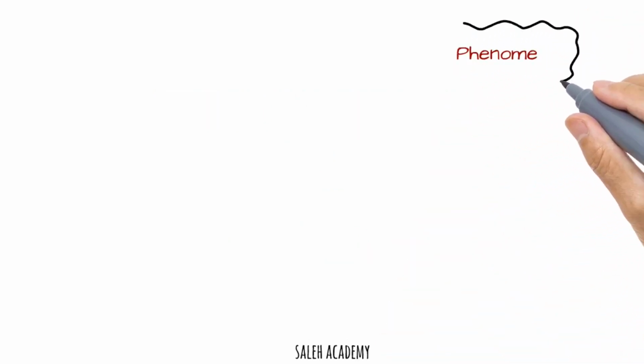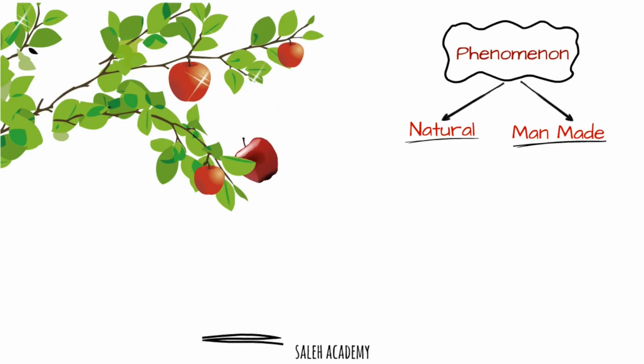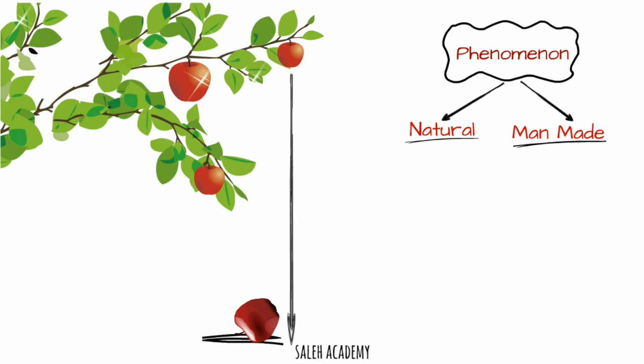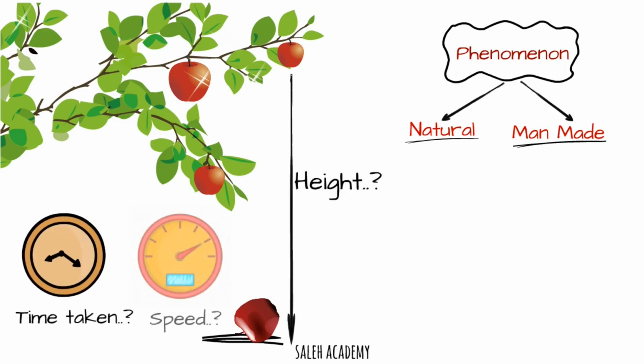We observe many phenomena occurring in our surroundings. Some are natural and some are man-made. To describe any phenomenon, one should be familiar with the physical quantities associated with it. For example, a fruit is falling from a tree. To understand this natural phenomenon, we should know from which height the fruit falls, how much time it takes to reach the ground, and what is the speed of fall of the fruit. The height, time, and speed are the physical quantities.